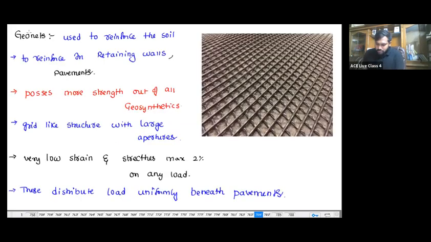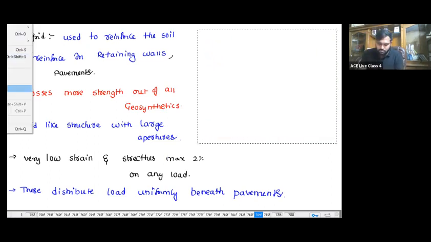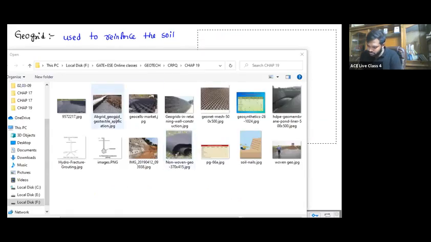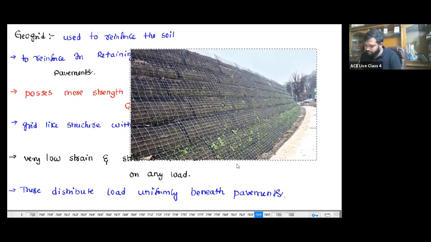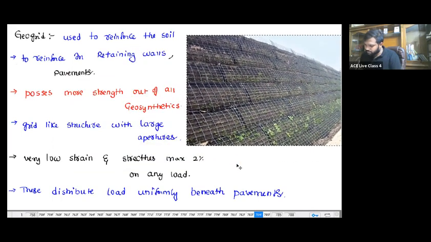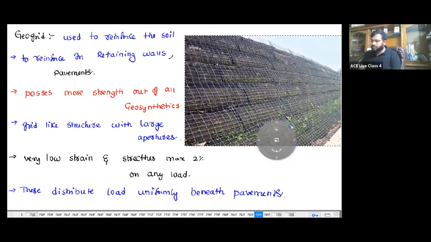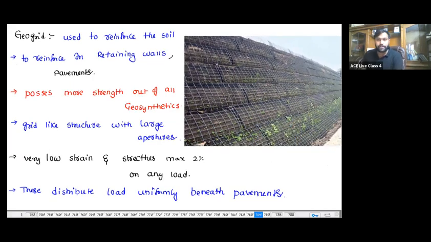Actually, this is not a GeoNet. This is a GeoGrid. I'm sorry. That's what I was thinking. So this is how the GeoGrid looks. I'm sorry for whatever discussion I have given. So this is a GeoGrid.